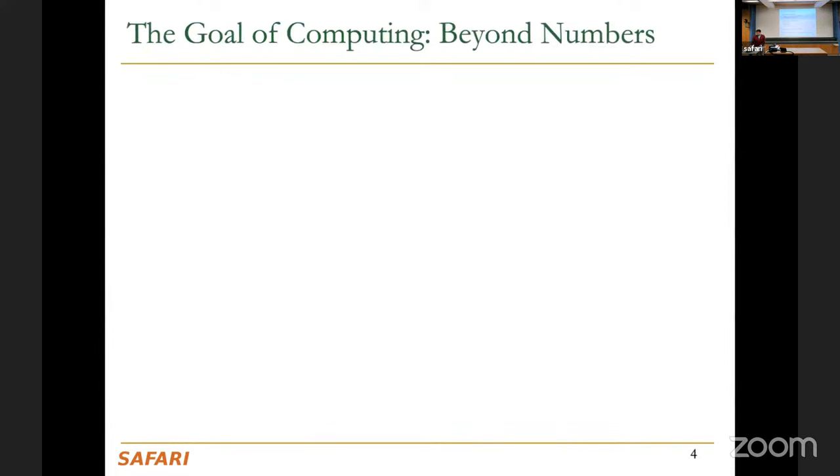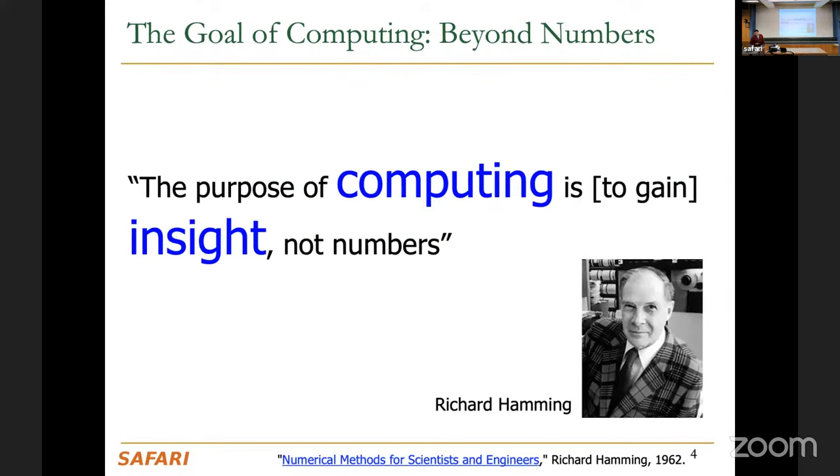So even before that, let's take a step back and consider the goal of computing. To start with, this is definitely beyond generating numbers. There are also many reasons to do computation nowadays. One reason is for entertainment purposes, but let's consider this for scientific purposes. The goal of computing, at least for scientific purposes, according to Richard Hamming, is to gain insight. We want to be able to answer the questions to the important problems. We don't really want to generate numbers, but we want to be able to generate insights from them.